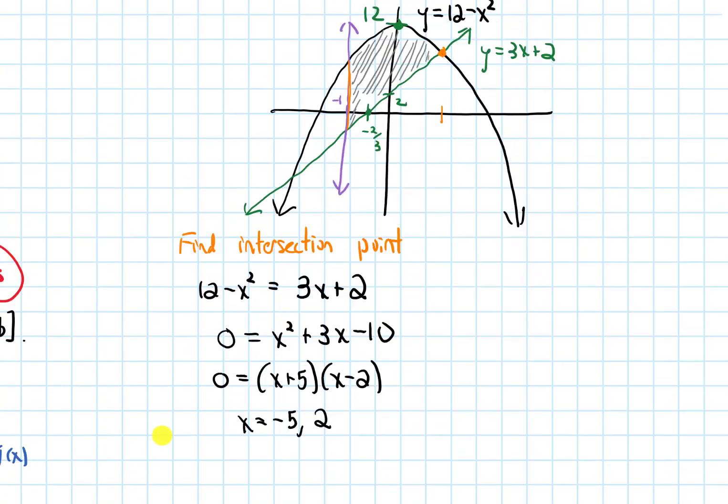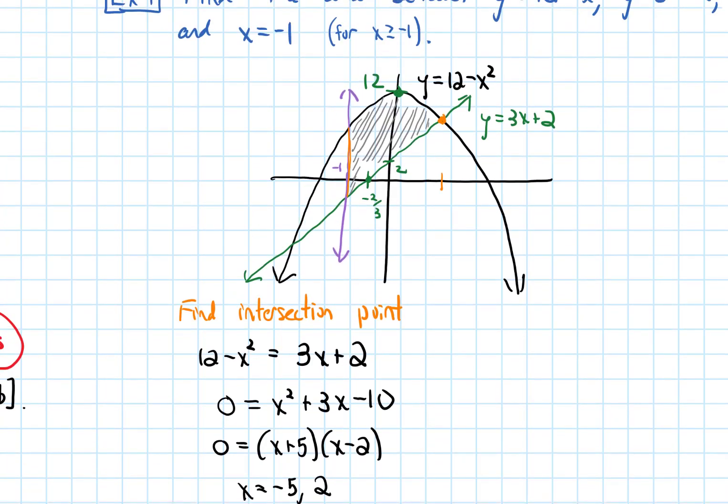So looking at my picture, where is x equal to negative 5? That would be at this intersection point. This is where x is going to be negative 5. But we care about the one where x is positive, and that was 2. So that's going to be the value of this other intersection point.